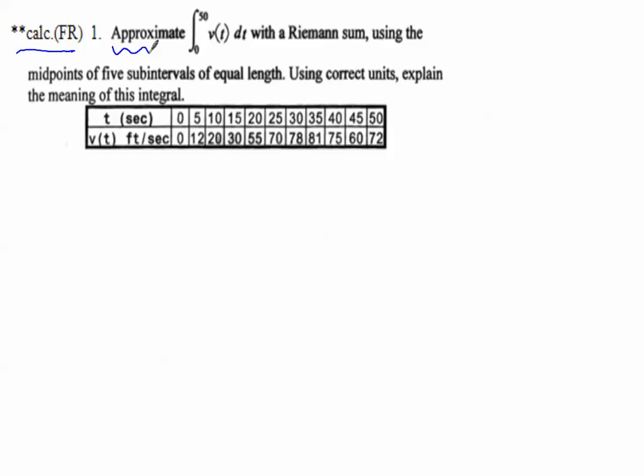First of all, we see approximate. So we're not going to find an exact answer because we're using a Riemann sum. Remember, we see Riemann, we see R, we think rectangles. Now, approximate means we're not using an infinite amount of rectangles, so how many are they telling us to use? Using the midpoints of 5 subintervals. We're going to use 5 rectangles. They're all going to be of equal length. It's also telling us to use midpoints, so not left endpoints or right endpoints, but midpoints.